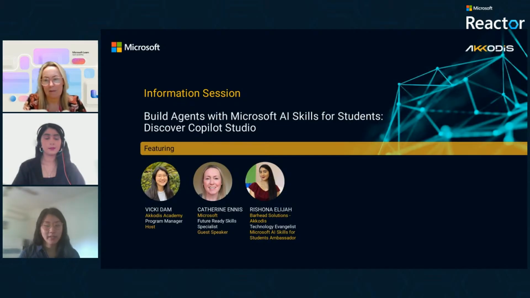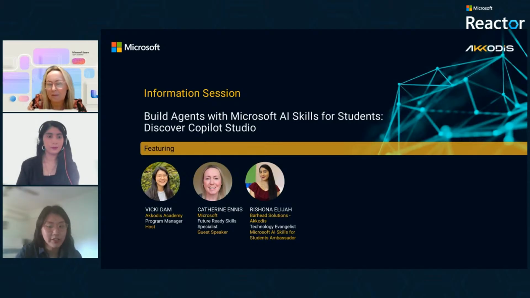I am from Acodus Academy, the training arm of Acodus, a 50,000 engineer strong global company delivering talent solutions, consulting and training services. As a Microsoft Solutions partner, we have collaborated with Microsoft to bring you this free skilling program aimed at empowering students to build agents with Copilot Studio. Today, I am joined by Catherine Ennis, Future Ready Skills Specialist at Microsoft, as well as Rishona Elijah, Technology Evangelist at Barhead Solutions, an Acodus company, and Rishona is also our Microsoft AI Skills for Students Ambassador.